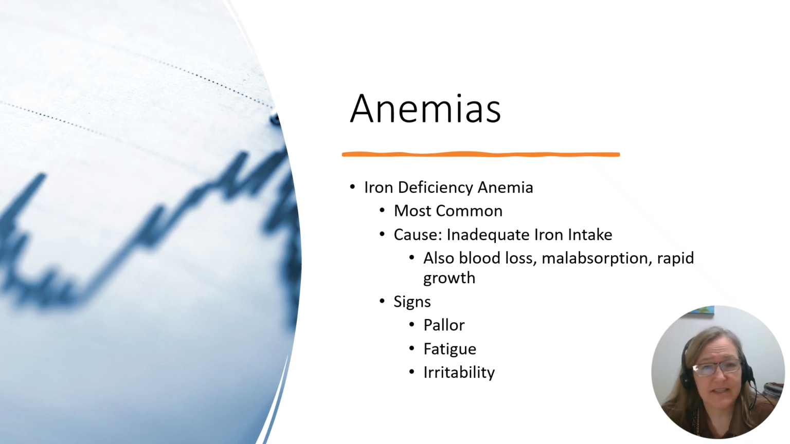So you might see that in some GI disturbances, or also periods of rapid growth, because the iron needs increase, but the child's absorption of iron hasn't increased to match. Signs of this would be pallor, fatigue, and irritability. The treatment would be supplementing with iron, and it's always better to get iron from a natural dietary source.